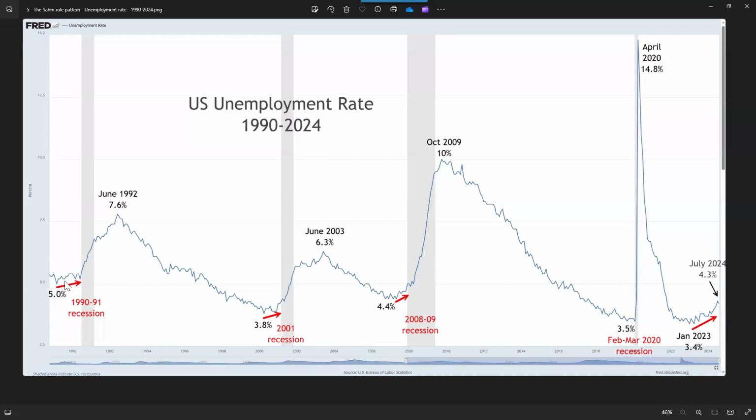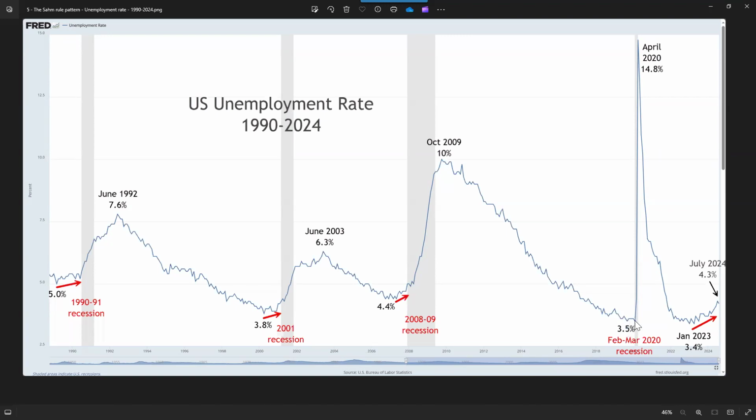Once you started seeing the unemployment rate tick up, that was followed by a recession. Same thing right here. The unemployment rate started ticking up, and then we got a recession. That was in the 2001, 2002 timeframe. The unemployment rate started ticking up back here in 2007, really even possibly late 2006. And that was followed by a massive recession.